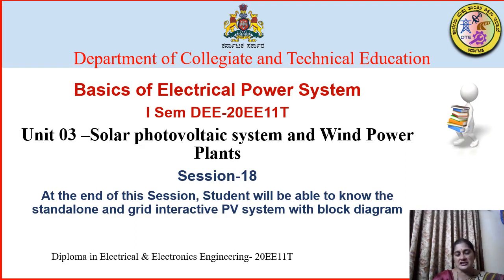Collegiate and Technical Education. In this session, we are going to study about Unit 3, which deals with solar photovoltaic system and wind power plants. This unit is a part of Basics of Electrical Power System for first semester students of Diploma in Electrical and Electronics Engineering.